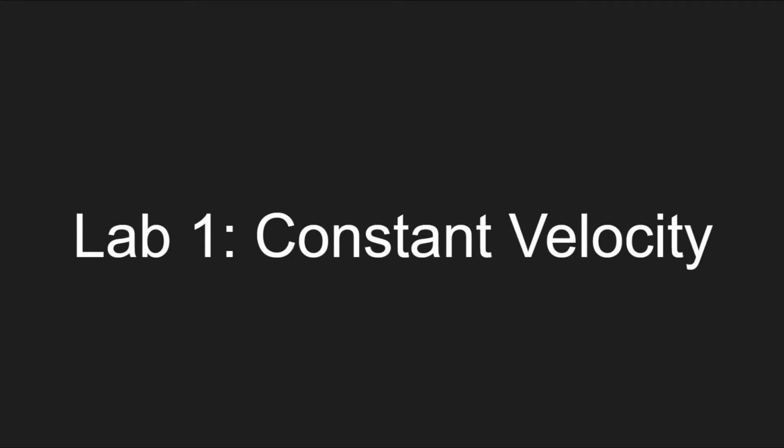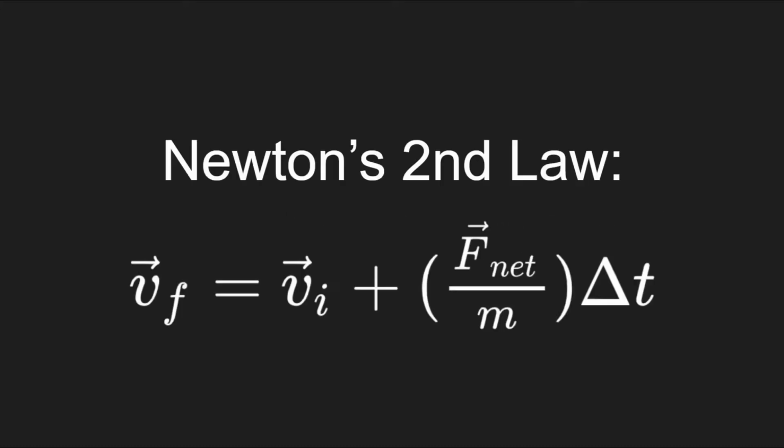Lab 1, Constant Velocity. The objective of Lab 1 was to design an experiment that compares the observed and predicted motion of an object moving at constant velocity. In this experiment, the fundamental physical principle of Newton's second law of motion was used to explain the constant velocity of the moving object. Newton's second law states that when velocity is constant, net force acting on the object is zero.